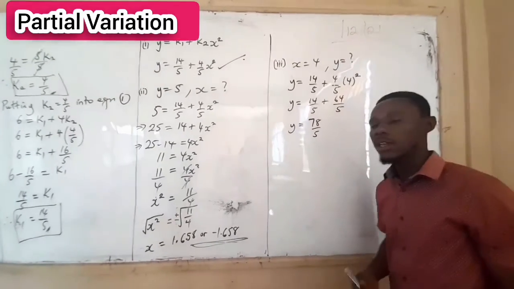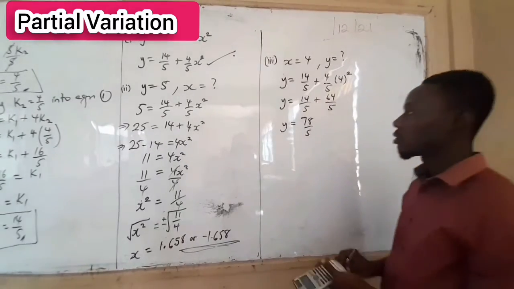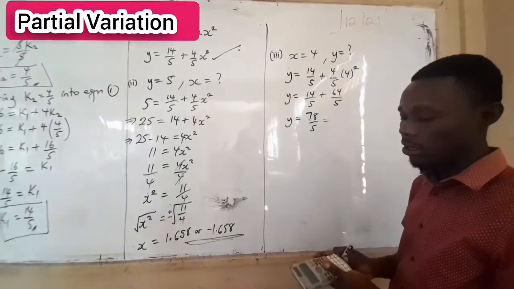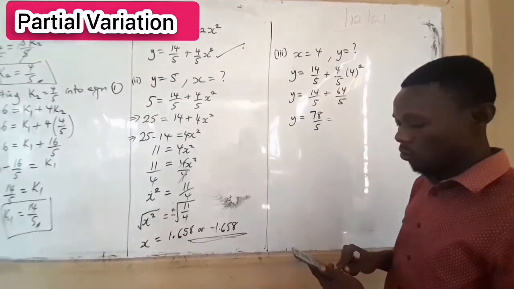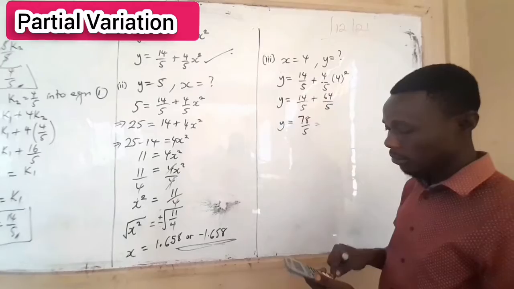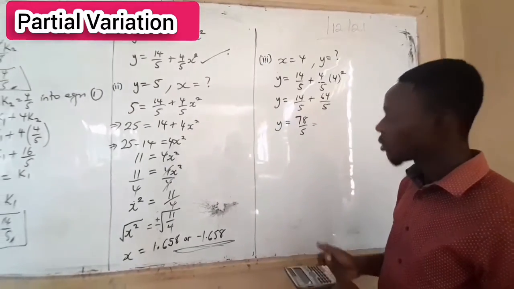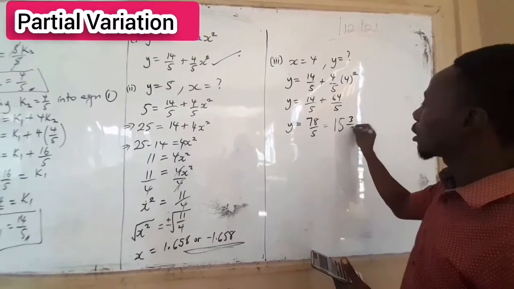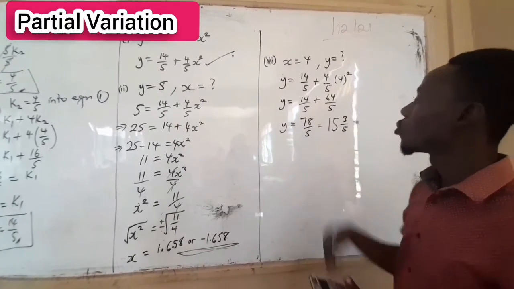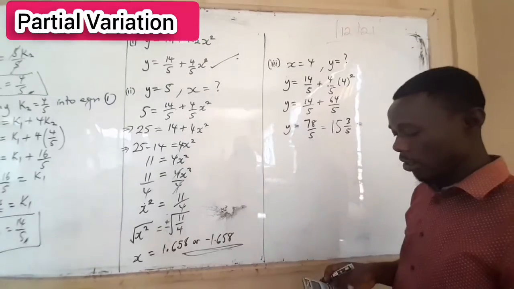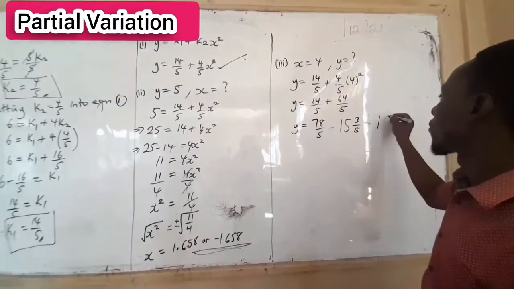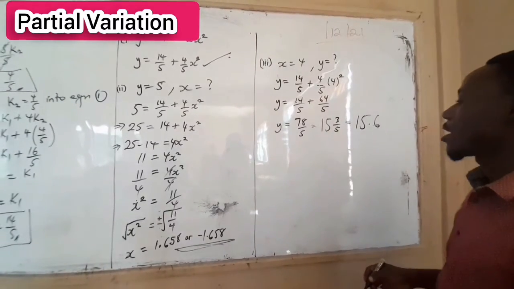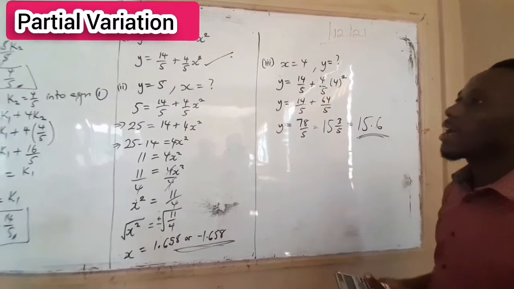When we solve this, it gives us 78 out of 5. So we can also decide to change it to what? A mixed fraction. Changing this to a mixed fraction, it will give us 15 and 3 over 5. Then also, let's change it to decimal basis. It will also be 15.6 as our answer.